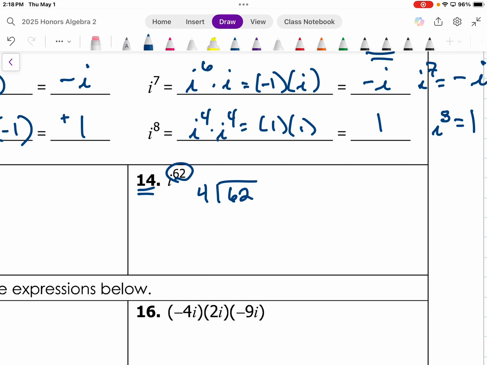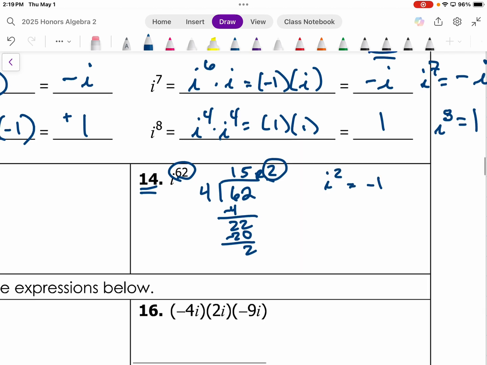So with this in mind, 4 goes into 6 one time, 4, subtract, 22. And then that goes in there 5 times, which is 20. So then a remainder of 2. So 15 remainder 2. That 2 tells me this is like I squared, which means that this thing is negative 1. So I to the 62 simplifies to negative 1.